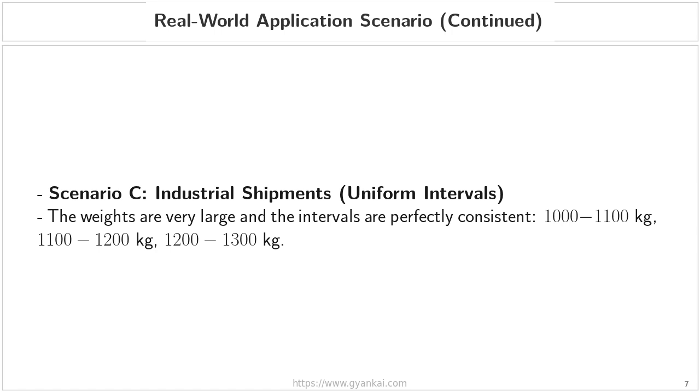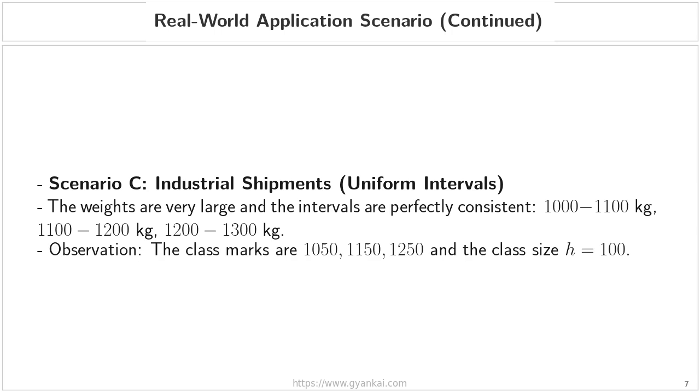In this case, the weights are not just large, but they are also perfectly consistent, meaning we have uniform intervals. Specifically, we are looking at weight ranges from 1,000 to 1,100 kilograms, 1,100 to 1,200 kilograms, and 1,200 to 1,300 kilograms. If we observe the data, we can see that the class marks, or the midpoints, are 1,050, 1,150, and 1,250. Additionally, our class size, which we call h, is 100.